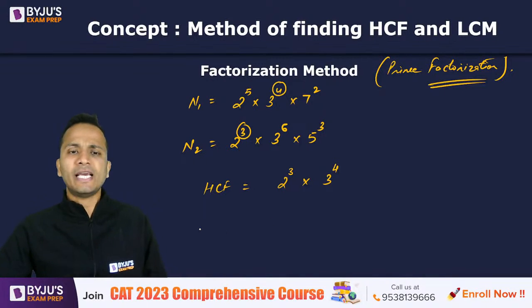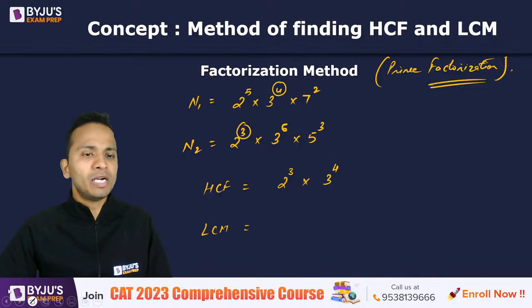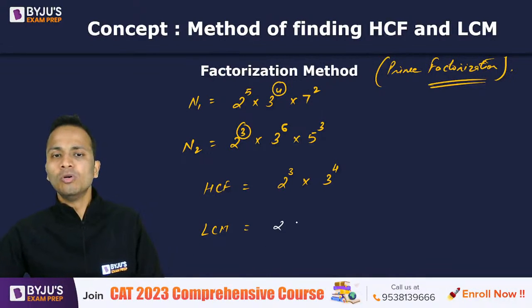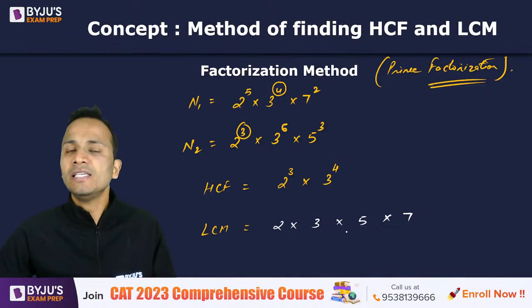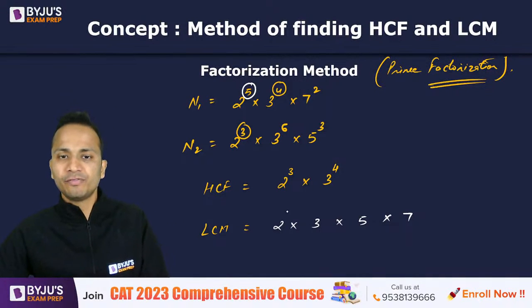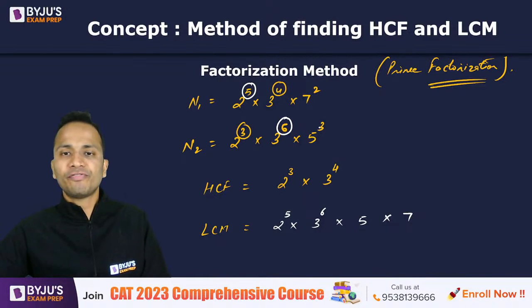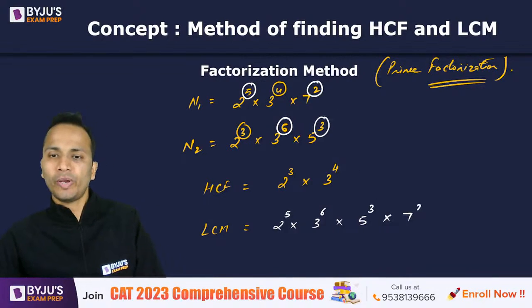Now let's move towards the LCM, the least common multiple, of these two numbers. For the least common multiple, we'll select all the bases and write all of them: 2 multiplied by 3 multiplied by 5 multiplied by 7. I have written all the bases one by one. Now select the highest powers of these bases. The highest power of 2 is 5, the highest power of 3 is 6, then for 5 I have the cubic power, and for 7 it's the square power.